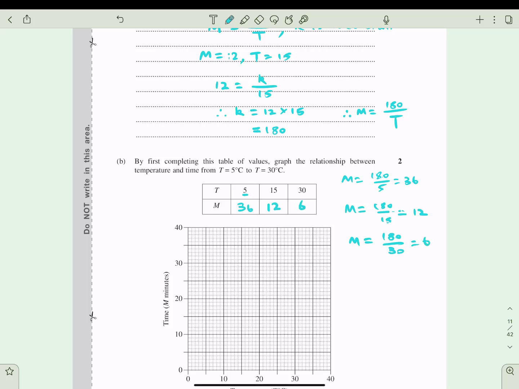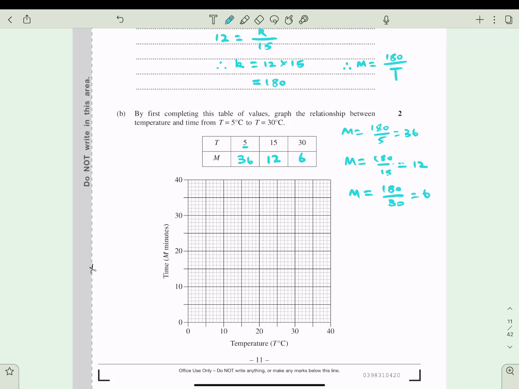Now, all we have to do is plot in those 3 points. So when t equals 5, m is equal to 36.